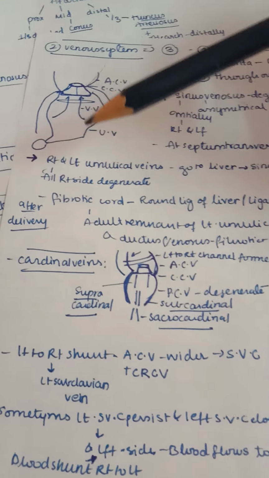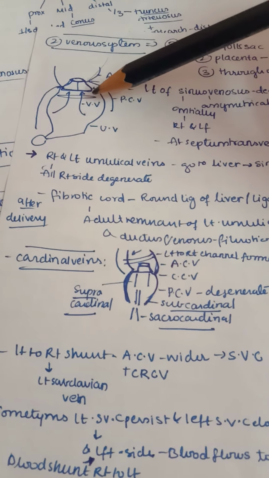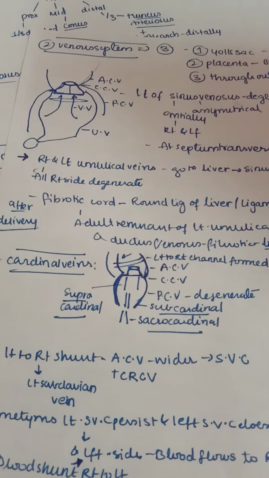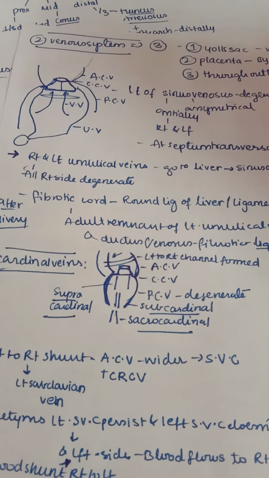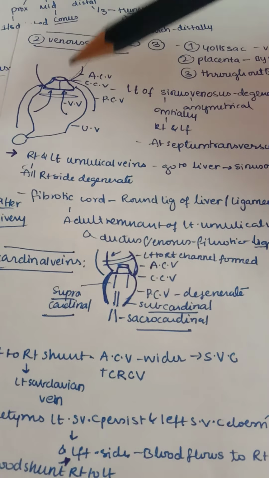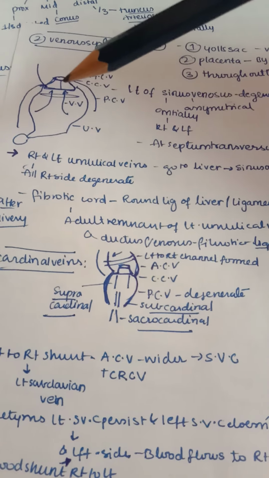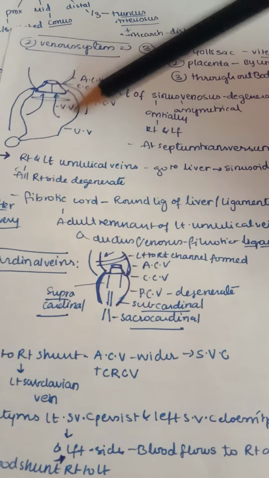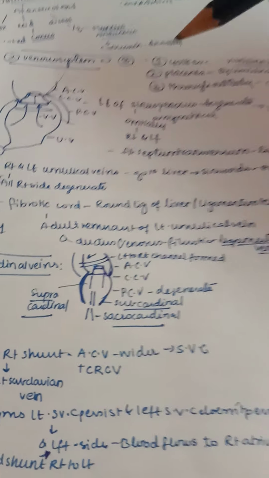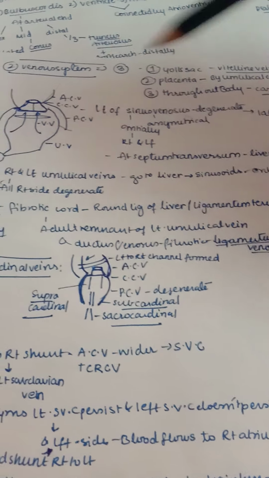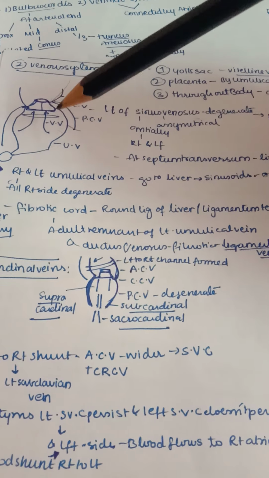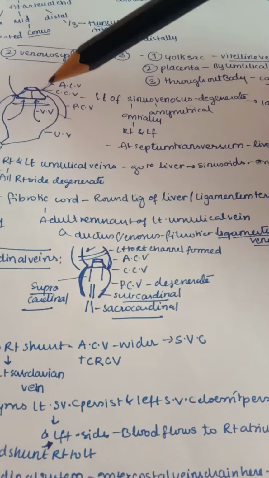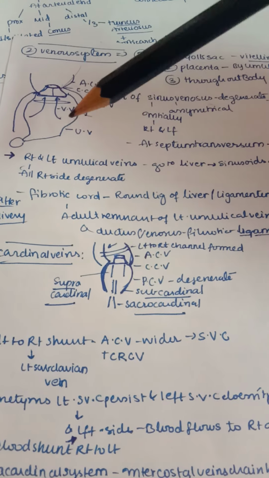So the vitelline vein passes through the liver, making the sinusoids, going into the hepatocardiac channels. Finally the left part degenerates, only the right part remains, leading to formation of the inferior vena cava. So the vitelline vein forms the inferior vena cava. If you remember, the vitelline vein is from the yolk sac, so the yolk sac vitelline vein gives rise to the inferior vena cava. And now let us see about the umbilical veins.